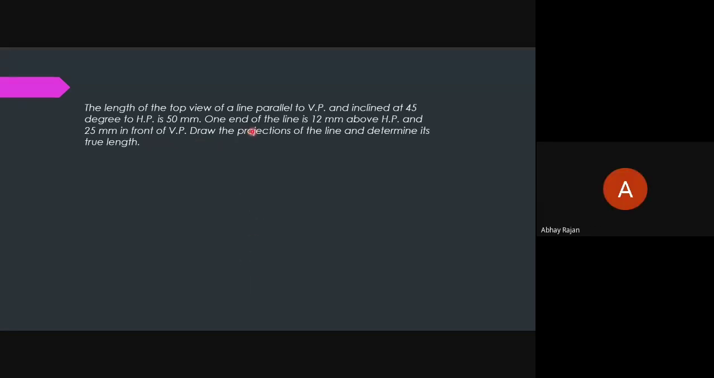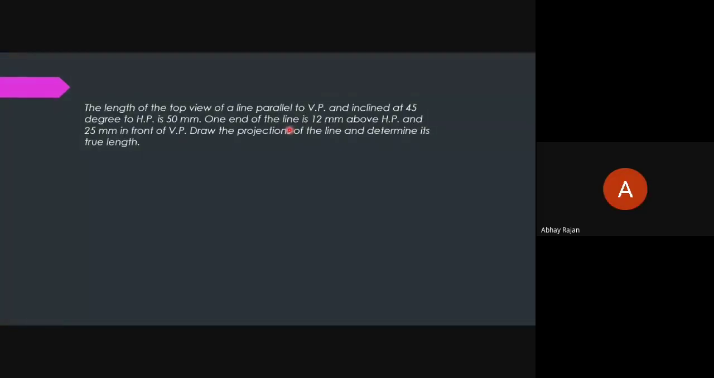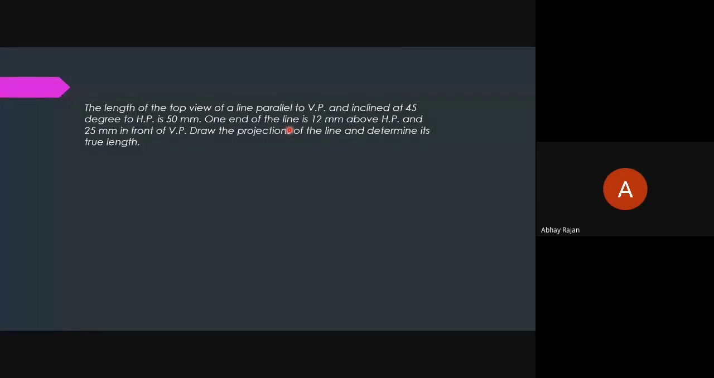As for this question, it's given that the line is inclined at 45 degree to HP. Okay. Yes, sir. 45 degree to HP means you will be seeing this on VP, right? Your top view length is also given, 50 millimeter. So will your front view be longer or shorter than that length? Front view will be longer. Okay, fine. And then one of the points is also given, 12 mm above HP and 25 mm in front of VP. So you can locate that point also.